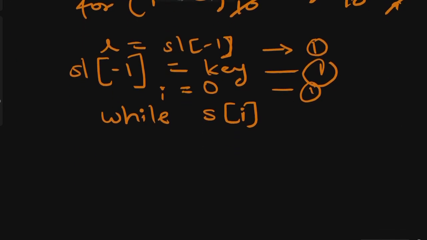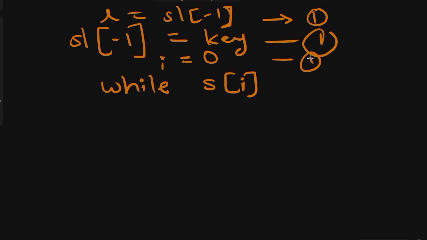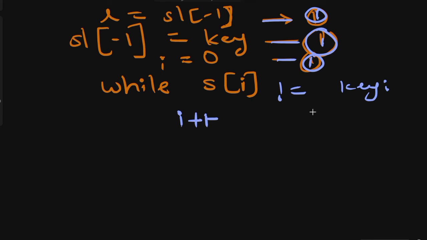Let's again go to our Sentinel search. Here we saw this takes 1 unit of time, this takes 1 unit of time, and we put a counter which takes 1 unit of time. Then we check if S of I is not equal to the key. If this is not equal to the key, then we will just increment I, again check and continue.